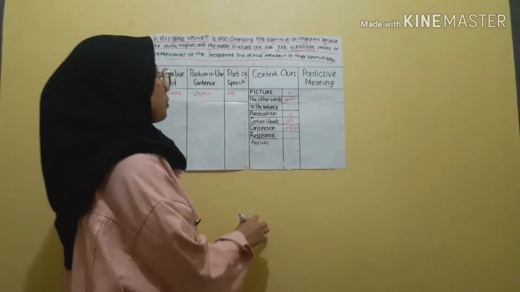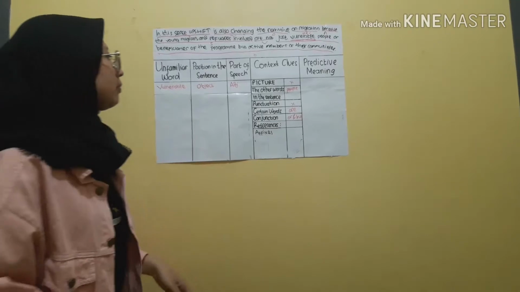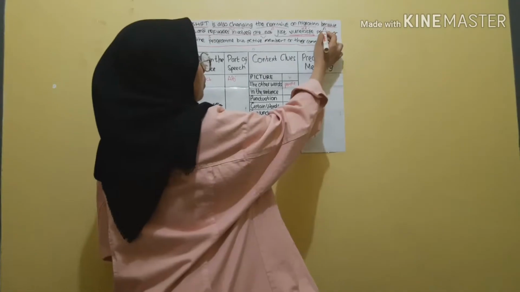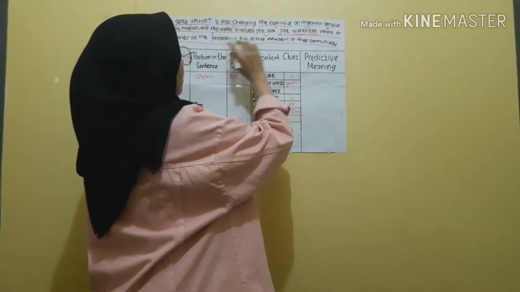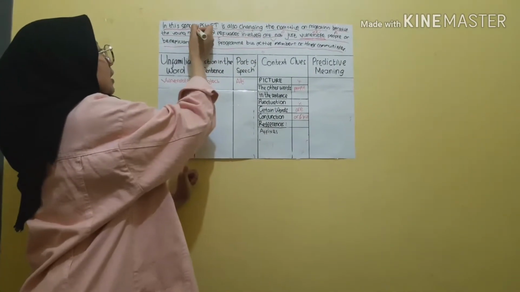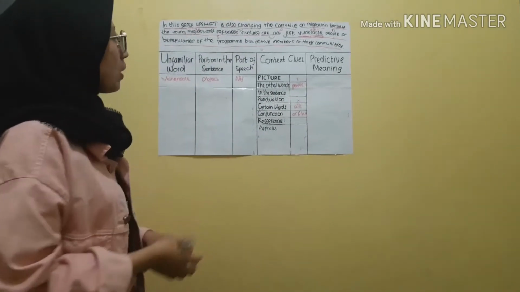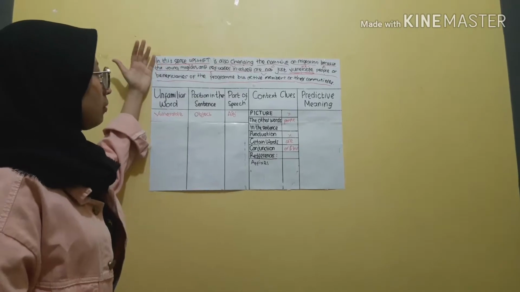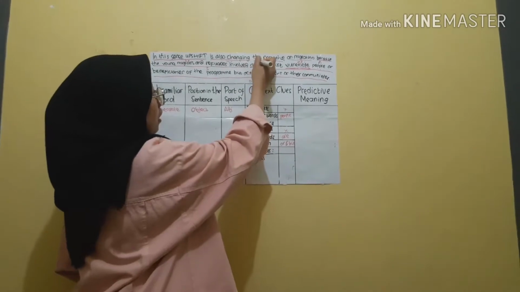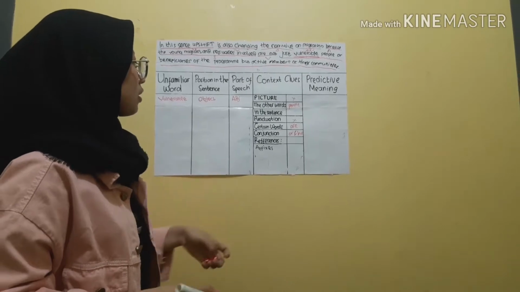Then we find context clues. Picture: there is no picture in this article. The other words in the sentence: there are people here, or maybe the young migrants and refugees. Then punctuation: there is no punctuation here. And then certain words: there is "to be" here, "are" is to be. So to be is among the certain words.